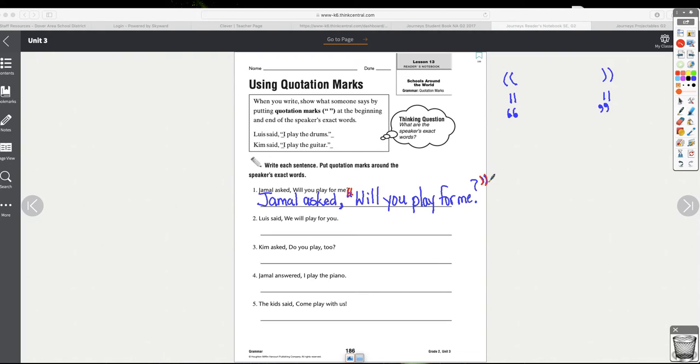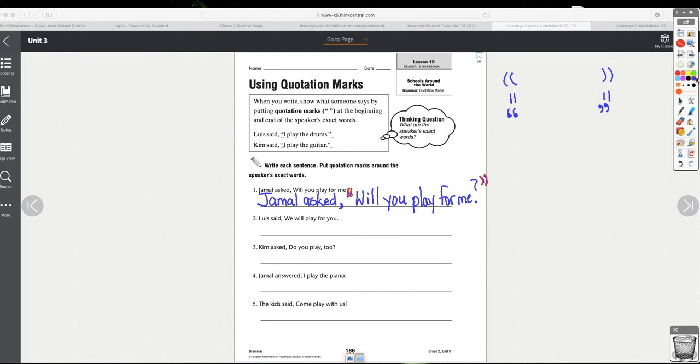All right. Now, let's look at sentence number 2. Luis said, "We will play for you." What is the speaking part in that sentence, Zayden? The speaking part is... I asked, will you play for me? No. Number 1, we're on sentence number 2. It's we will play for you. Right. We will play for you is the speaking part.